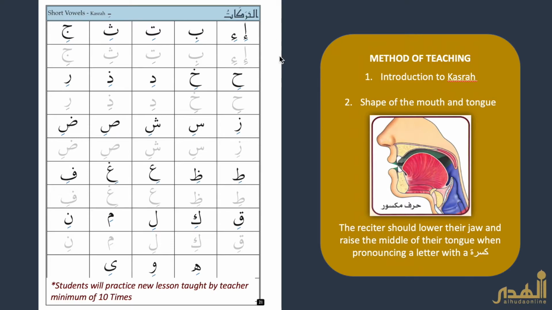As you notice, it is very important that you check the student's pronunciation as well. So E, then the student will say E. B, B. T, T. Thi, Thi. G, G. He, He. Chi, Chi. D, D. The, the. And notice the ra is light when it has a kasrah. Even the heavy letters are not as heavy when they have a kasrah.